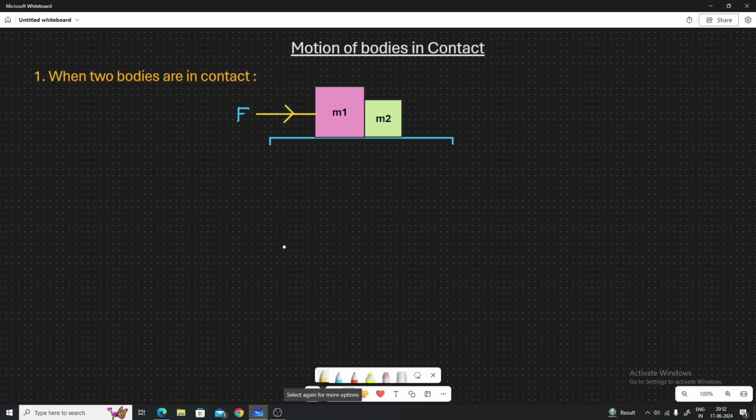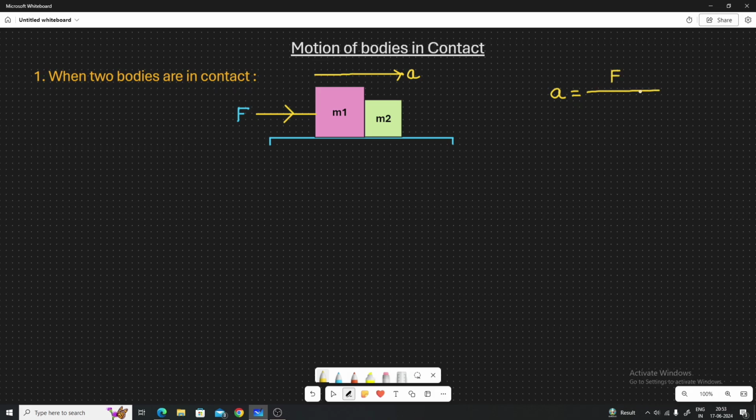Now you can see from the figure that M1 and M2 are placed together. They are in contact and there is a force F applied to the body M1. Now the bodies together will move with acceleration. Let us suppose this acceleration is a. Now what is the value of that acceleration? That is very easy. We are going to find it from Newton's law.